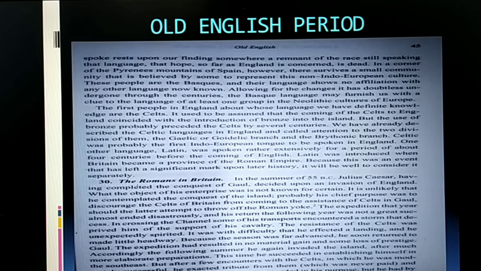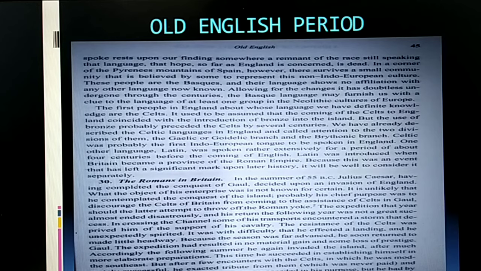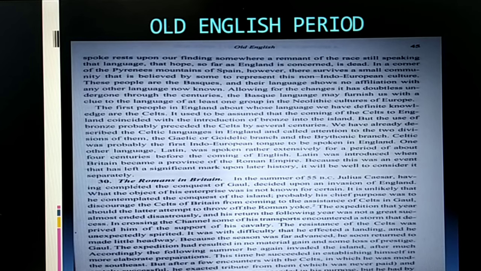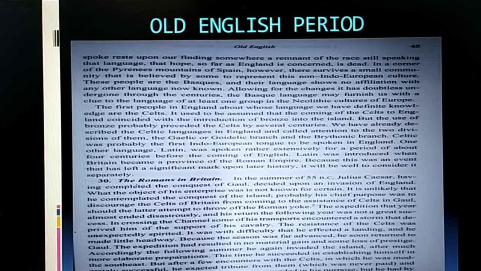One other language, Latin, was spoken rather extensively for a period of about four centuries. Before the coming of English, Latin was introduced when Britain became a province of the Roman Empire. Because this was an event that has left a significant mark upon later history, it will be well to consider it separately. Now let us look at Romans in Britain.